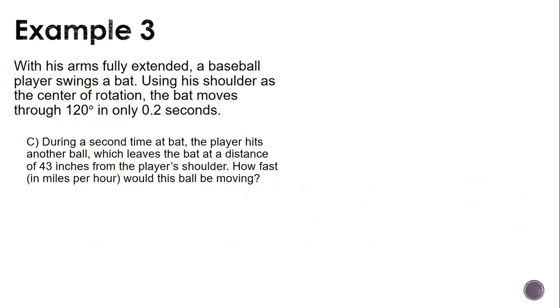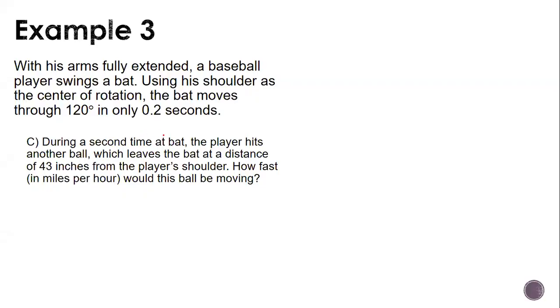All right, so next. During the second time at bat, the player hits another ball, which leaves the bat at a distance of 43 inches from the player's shoulder. How fast in miles per hour would this ball be moving? Okay, so this ball, our R has changed, right? So I would like for you to take a moment to find the speed of this ball. Look at how we did B, and this time you're doing it with C. Your radius has changed.